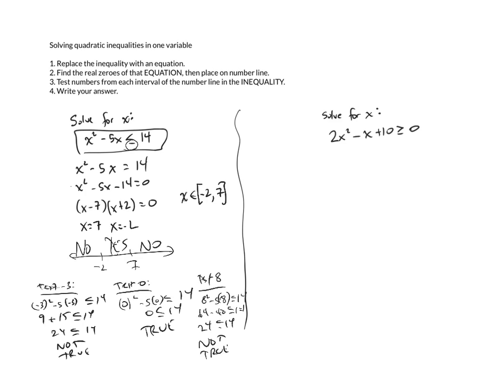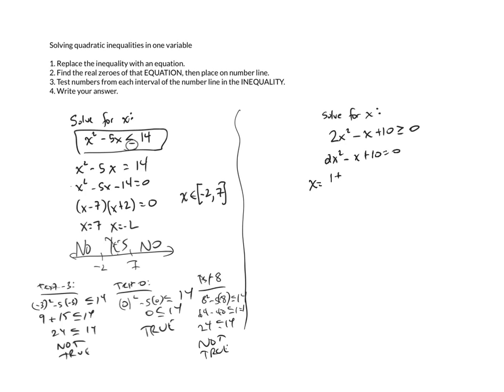All right, so let's look at this second example. So the first thing I would need to do is to replace the inequality with an equation, so I'll do that. I'm going to find the real zeros of this equation and place them on a number line. So this one doesn't look like it's going to factor, so I'm just going to jump right in and do quadratic formula.